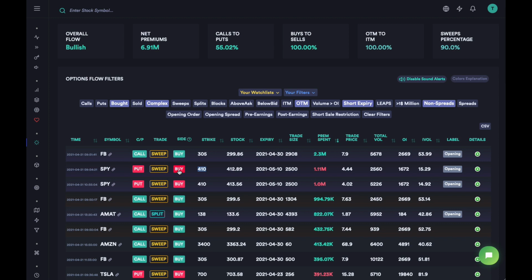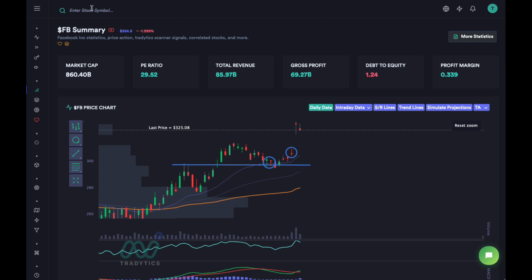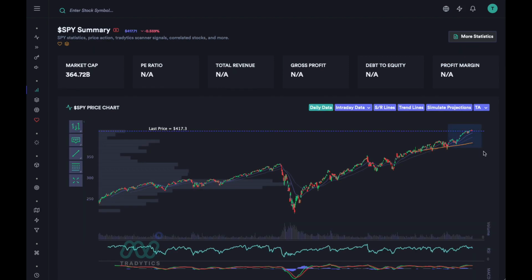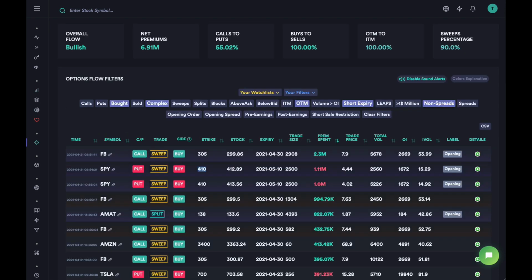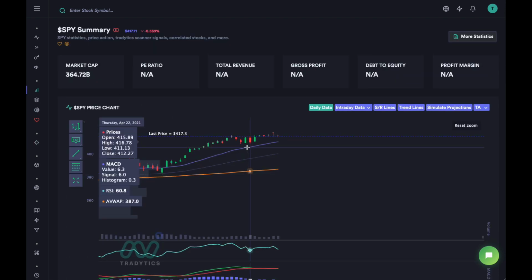So you can't really make a directional play, but still, let's at least look at the chart to see what happened. We were at 412 and 413, and two huge put buys came in for May 10th. So let's see what happened after. All right, this was April 20, and they came at 413. Let's see. So where are we? And as you can see, today we are at 417. So this trade idea did not work.